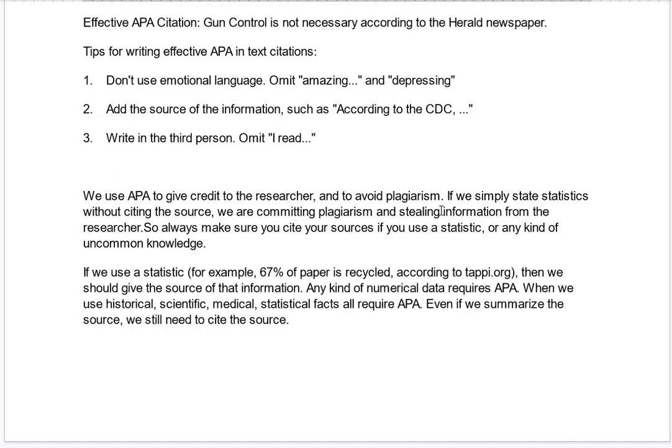If we simply state statistics without citing the source, we are committing plagiarism and stealing information from the researcher. So always make sure you cite your source or any kind of uncommon knowledge. So if you cite a statistic like 67% of paper is recycled, then we should give the source of that information. Any kind of numerical source requires APA. When we use historical, scientific, medical, statistical facts, all require APA. Even if we summarize the source, we still need to cite the source.